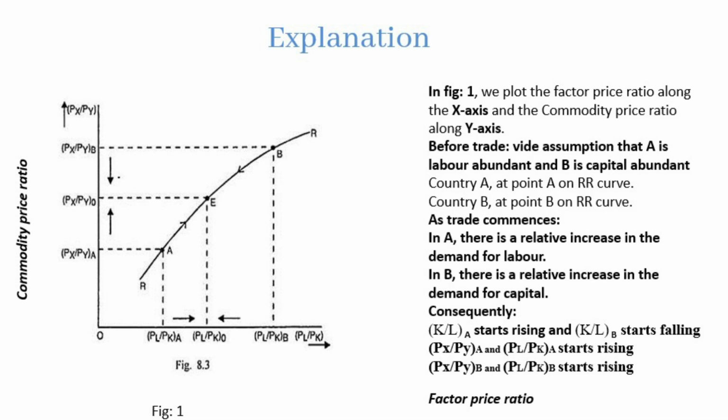Alternatively, in country B, if we look at the figure, the factor price ratio and the commodity price ratios were high as per our assumption that country B is a capital abundant country. So these two ratios will start declining for country B. And what happens is that in A, there is an increase in the demand for labor, and so the factor price ratio increases, and in country B it decreases, and ultimately they get equalized at point E.